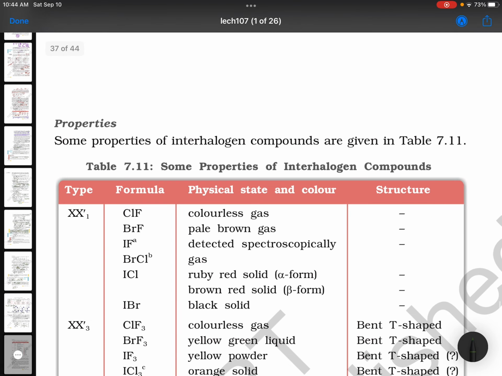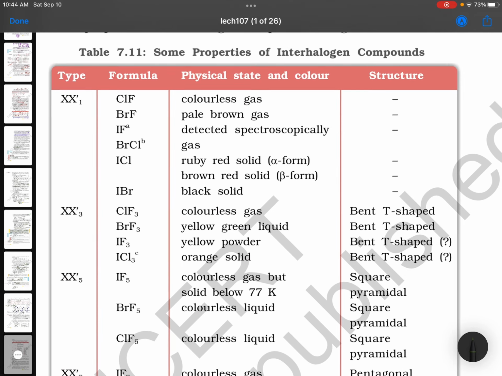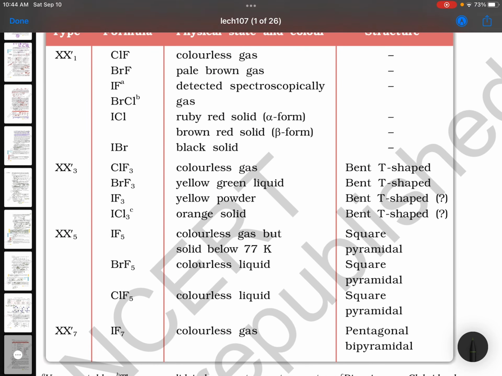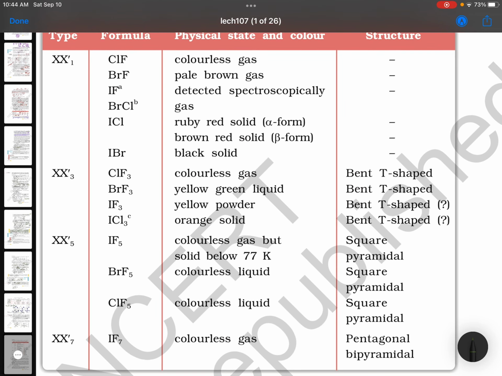The logic you can apply here is, see, here some compounds are given. It should not be asked about this, but let us see. Okay, structures you can say. ClF, all these structures will be very simple. You can't say that this is linear because only one atom is there, but the structure will be like that. ClF is a colorless gas, BrF pale brown gas, IF detected spectroscopically. So which of the following is detected spectroscopically? Didn't ask till now, but there is a possibility.